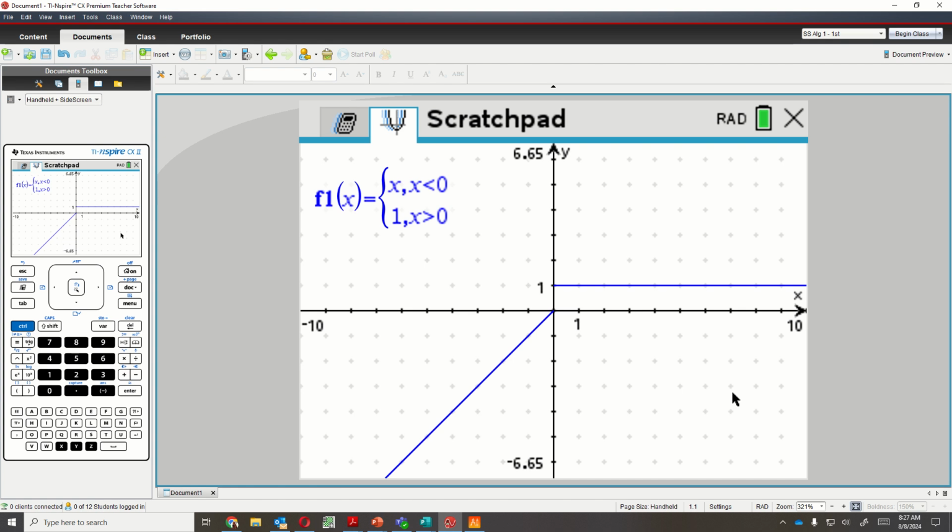Again, here is another example. What is the limit as x approaches 0 from the left-hand side? 0. Okay, so my answer is going to be 0. Now, what is the limit as x approaches 0 from the right-hand side? It's going to 1, isn't it?